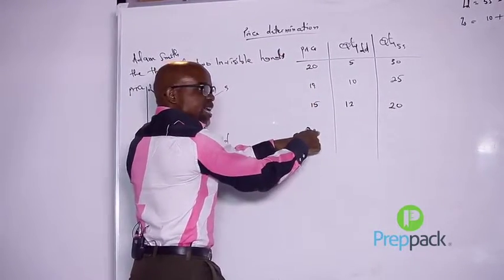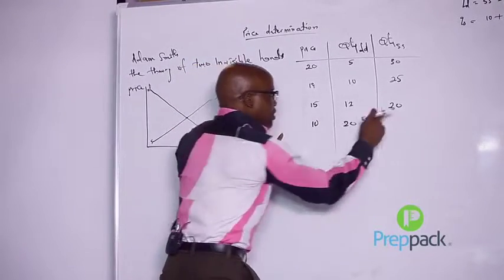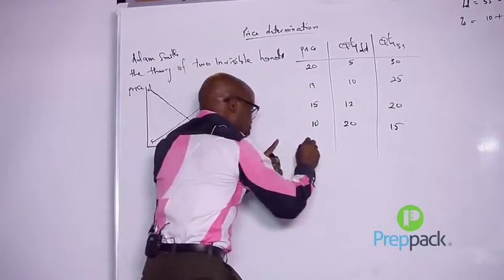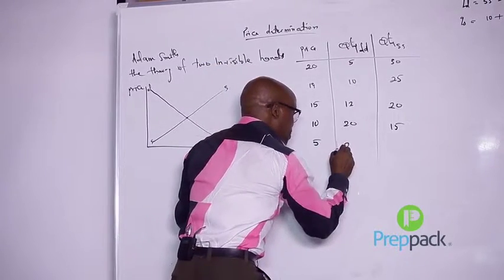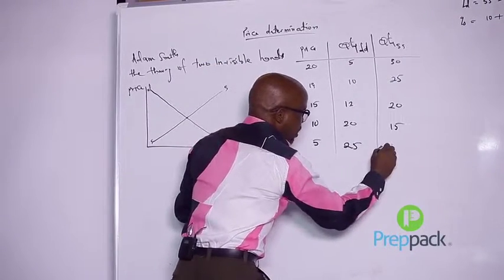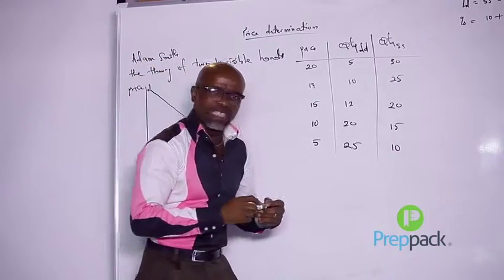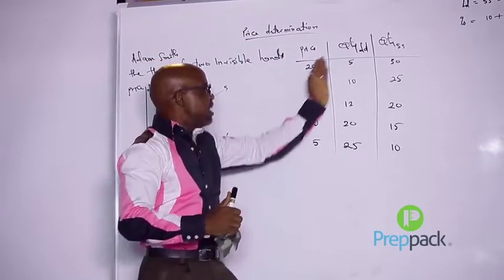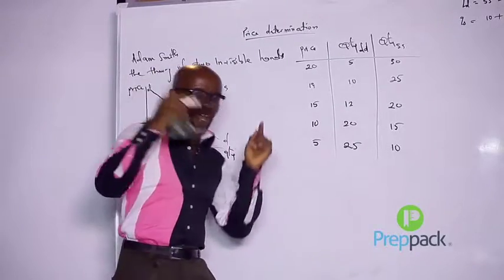The price falls again to 10 naira. Demand increases probably to 20, and supply falls to 15. The price falls again to 5 naira. Demand increases to 25, and supply decreases to what now? 10. Then you notice what we have on the table. You discover one thing: as the price is falling, demand is rising and supply is falling, which explains that what now?